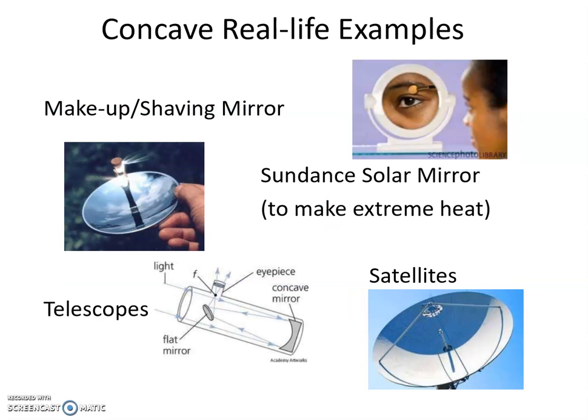Now for concave real-life examples, we see a makeup mirror, as I already mentioned. We could also have something like a solar mirror that allows you to be able to cook something in the middle. Telescopes often use this. There's a little reflecting mirror that allows it to have the light converge for your eye to be able to see it. And then the principle of satellite dishes works the same way, that the little collector that's right here is the focal point and everything bounces off of that into that collector.